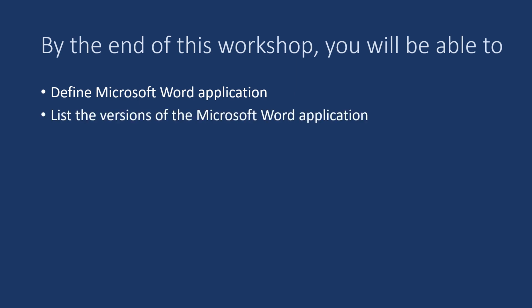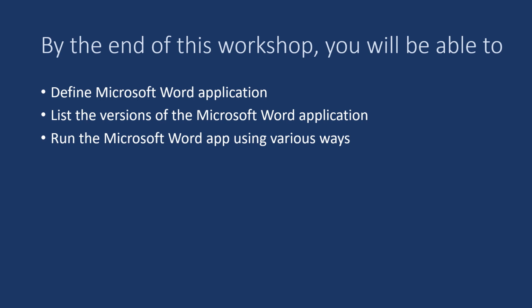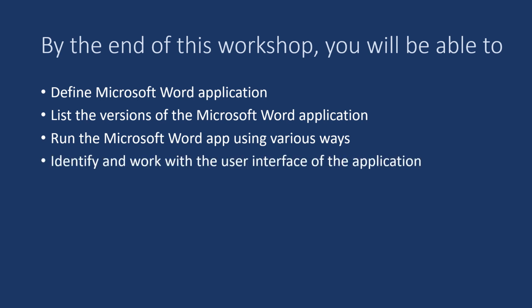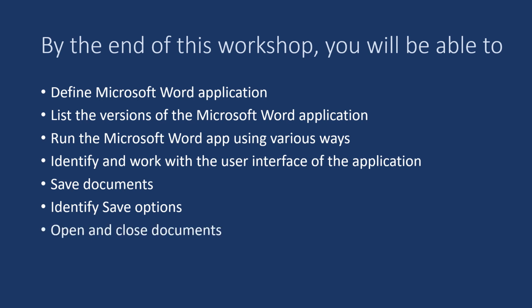So by the end of this introduction video and workshop, you will be able to do some basic tasks such as defining the Microsoft Word application, then listing the versions of Microsoft Word, then running the application using different ways, identifying and working with the user interface of the application. Then we will learn how to save documents and what the different save options are, open and close documents, and last, how to exit the application.